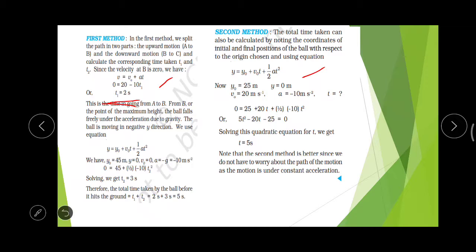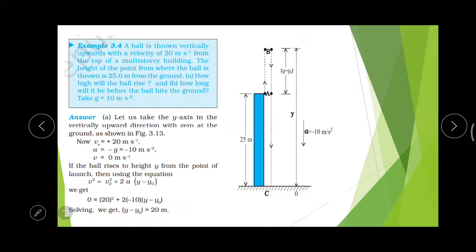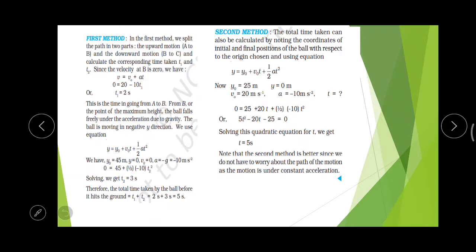Now, where we have y0 is equal to 45 meters, that means the entire height is 45 meters. 25 meters is the height of the building, and 20 meters is how far the ball rose, isn't it? That we have found in the last question. In the first section of the question, we found that 20 meters is the height which the ball has risen.